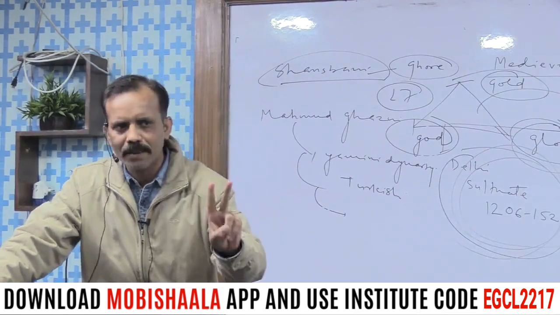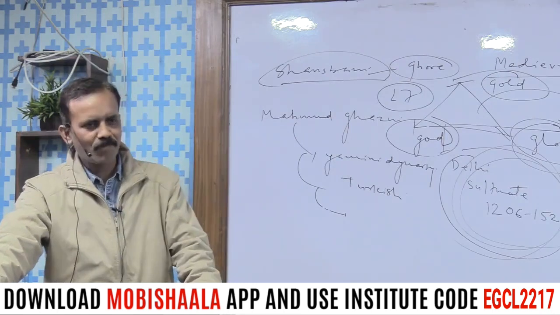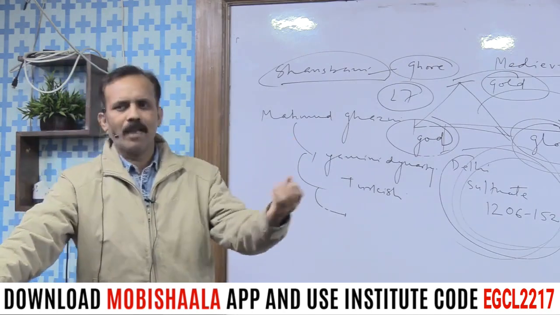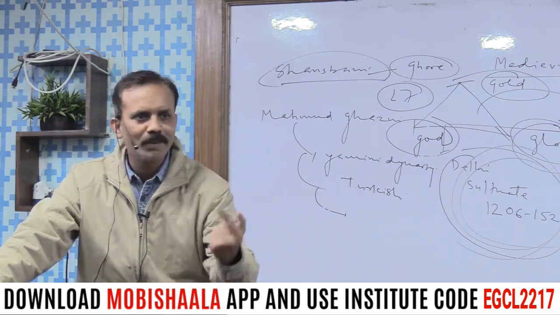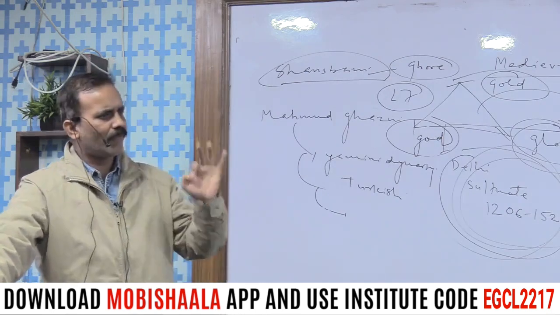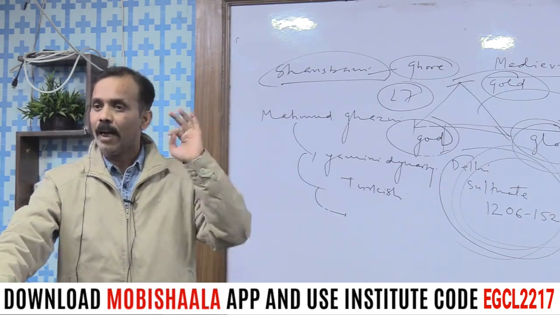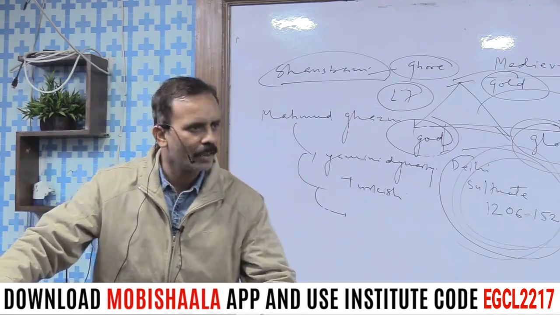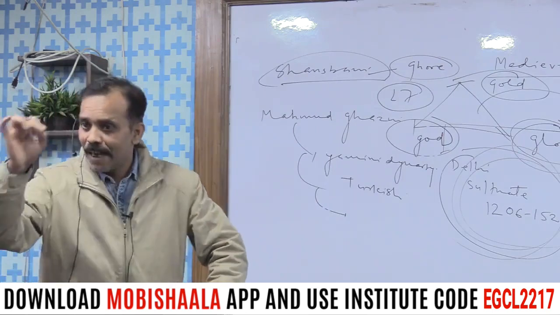But he suffered a debacle at the hands of Mulraj II, unlike Mahmud Ghazni. It was the first defeat of Ghori at the hands of a Rajput Hindu ruler in Gujarat.